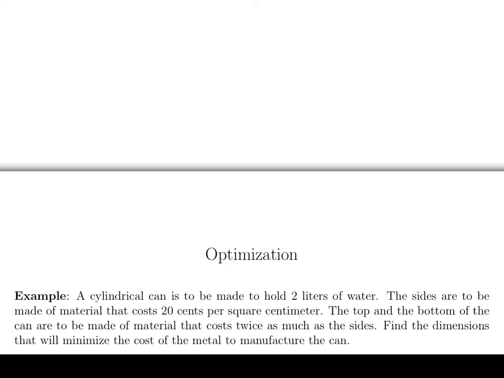Okay, so we want to find the dimensions, that is, the base radius and the height of the can, that are going to minimize the cost of the metal that is used to manufacture the can. Well, let's take a look at the picture of the can that we're going to make.